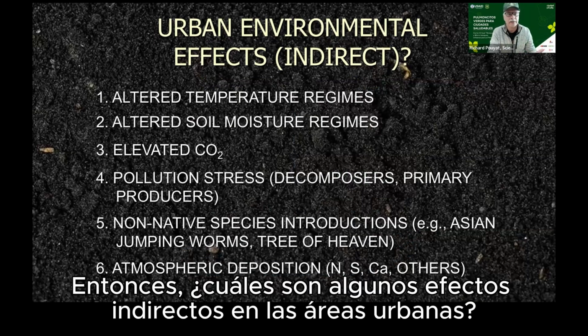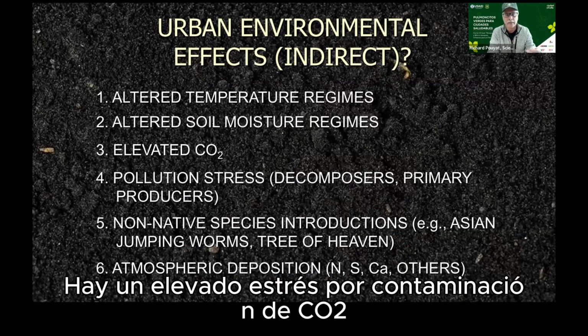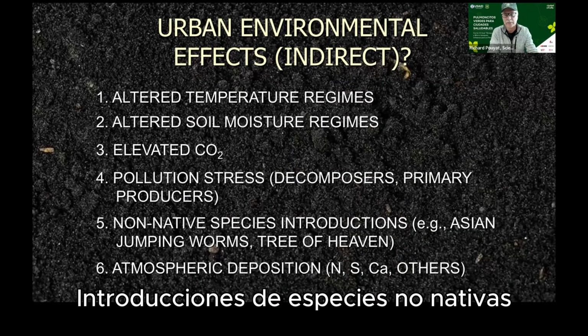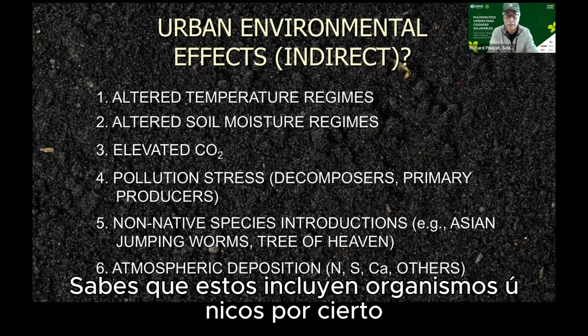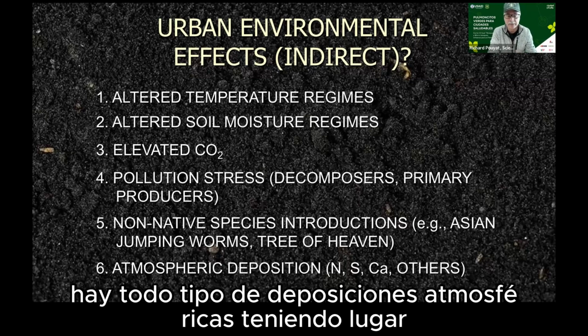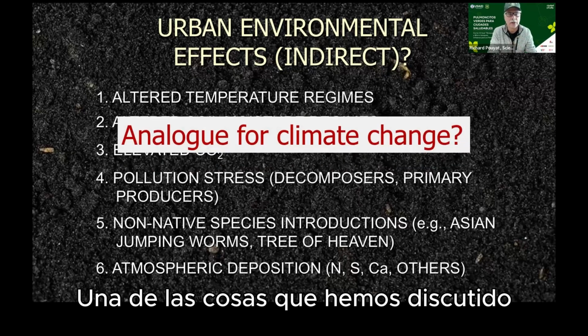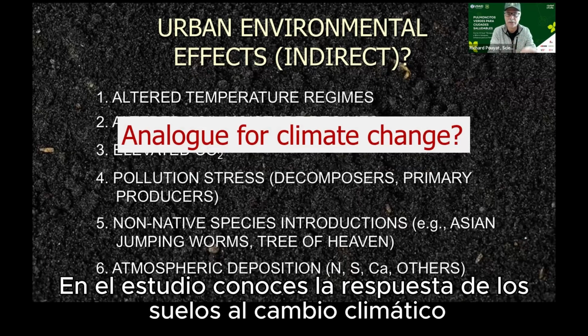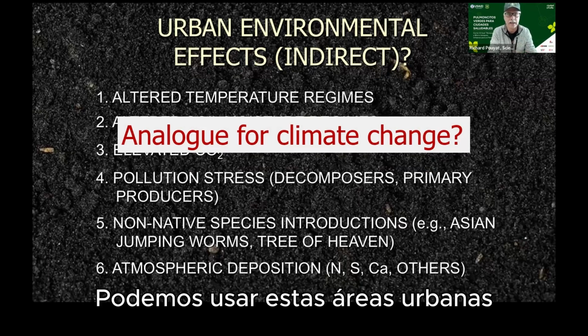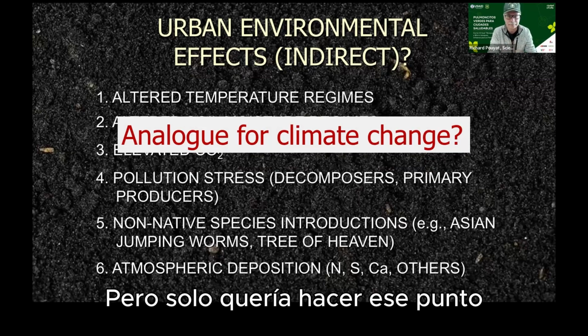So what are some indirect effects in urban areas? We have altered temperature regimes. We have altered soil moisture regimes. There's elevated CO2, pollution stress, non-native species introductions. These include soil organisms, by the way, not just plants. And there's all kinds of atmospheric deposition going on. And so one of the things that we've argued to use urban areas for is to study soils' response to climate change. We can use these urban areas as an analog for climate change. That's a whole other talk, but I just wanted to make that point.